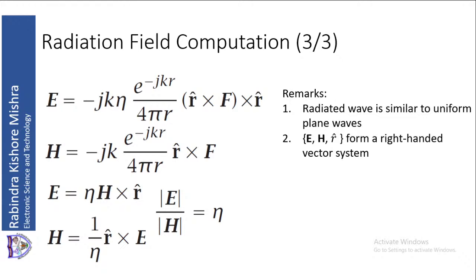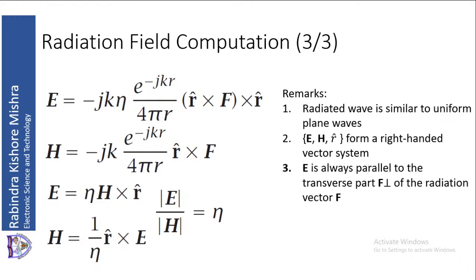Then the second thing that we observe is E and H and r cap, they form a right-handed vector system. Just look at the expression for E. E is equal to eta H cross r cap. So E is perpendicular to H and r cap. Similarly, look at H. H is equal to r cap cross E. So H is perpendicular to r cap and E. Therefore, E, H and r cap form a right-handed vector system, or they form a triad.